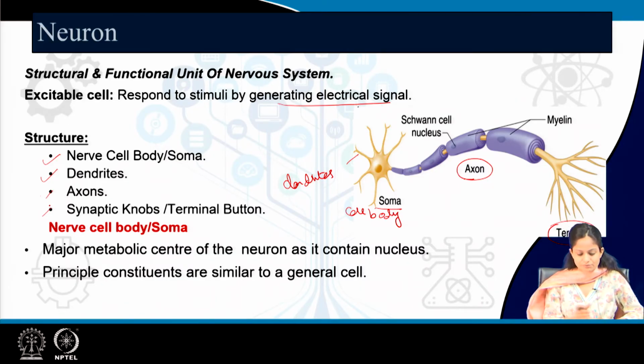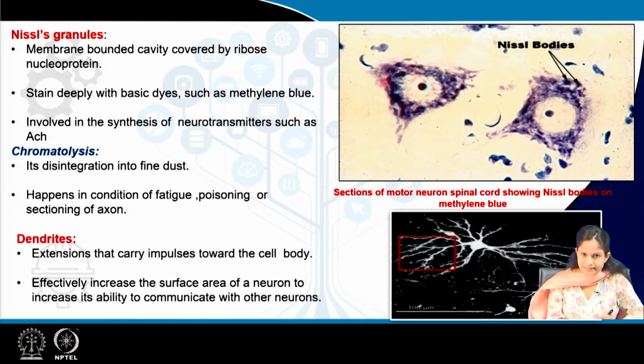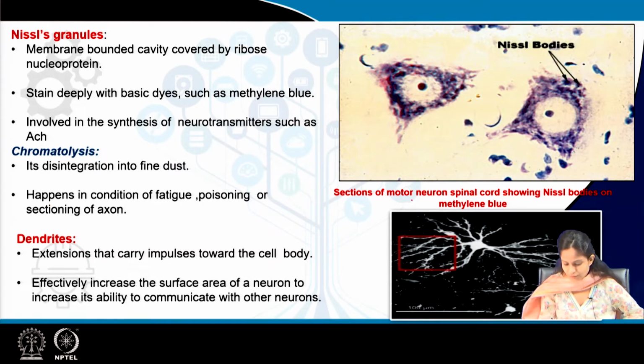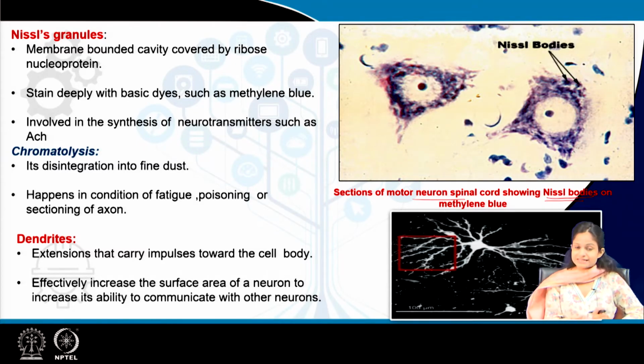Now, this nerve cell body is a very important structure in the neuron because it forms the main metabolic center. It contains the nucleus like that of other cells. It has ribosomes, it has Golgi bodies, it has the nucleus. Now, we will see what role these ribosomes play. As you can see, this is a section of a motor neuron in the spinal cord which is showing Nissl bodies, which are stained by a basic dye, that is methylene blue.